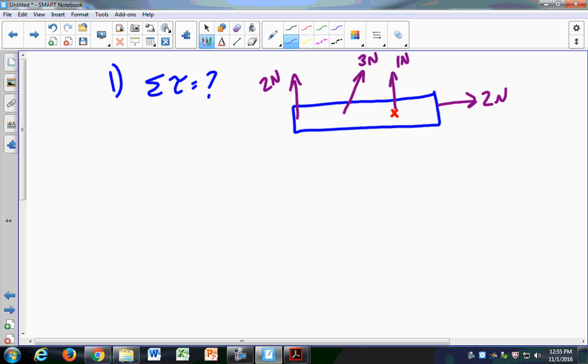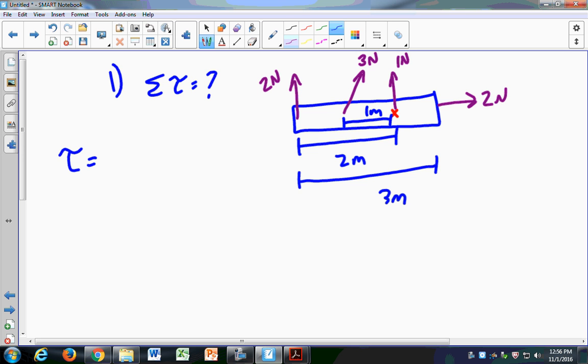And then I'll give you distances. So I'll tell you, for example, this is 2 meters. This is 3 meters. And in some way I'll tell you, this is 1 meter. So you can know the various distances to where those forces are applied. You need to go through first and figure out which forces do not provide a torque.